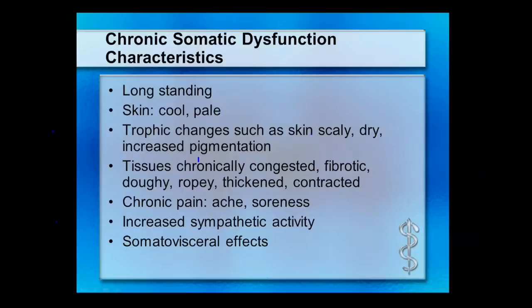Chronic tissue texture changes, again, ropey, thick, particularly along the paraspinal muscles you'll find. Chronic pain is not so acute as in painful, but sore, achy, a deep pain that doesn't seem to go away. A lot of increased sympathetic and some viscerosomatic response. Often referred pain, particularly in people with stomach problems, IBS, Crohn's disease, and other problems.